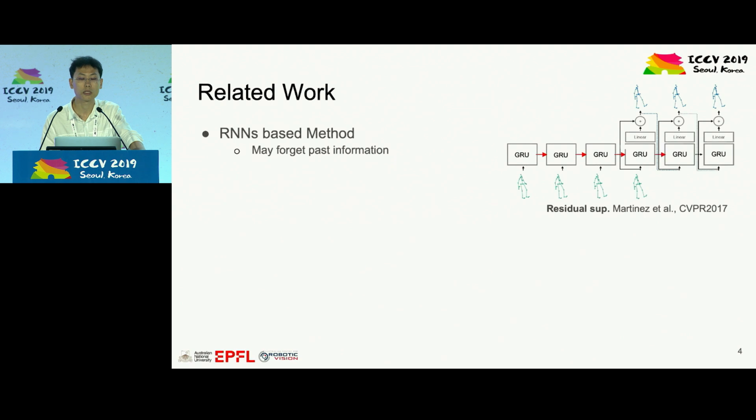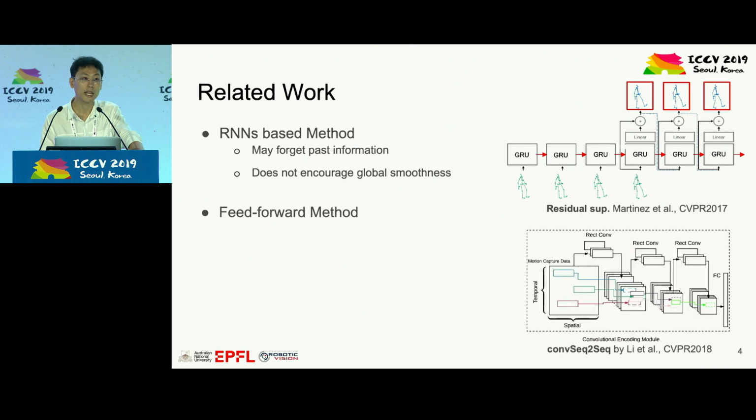Despite their good performance, using RNNs to encode temporal dynamics, the past information may vanish during the long propagation path. Moreover, the frame-by-frame prediction does not encourage global smoothness of the sequence. As a consequence, feed-forward networks, such as convolutional ones, were studied as an alternative way. In particular, by regarding the motion sequence as a 2-dimensional matrix, 2D convolutional filters can be applied. However, the range of spatial and temporal dependencies captured by this model is then determined by the size of the convolutional filters.